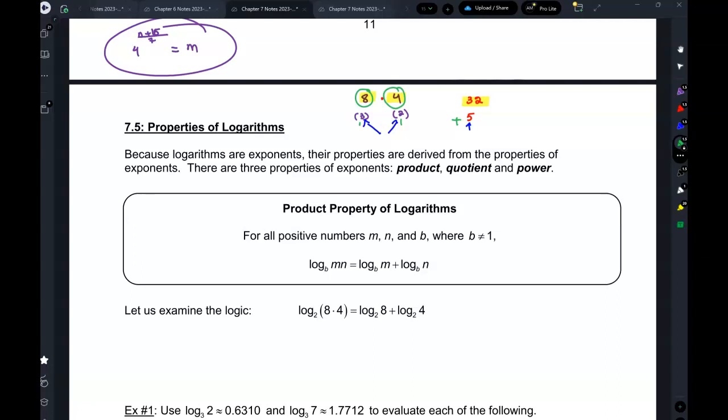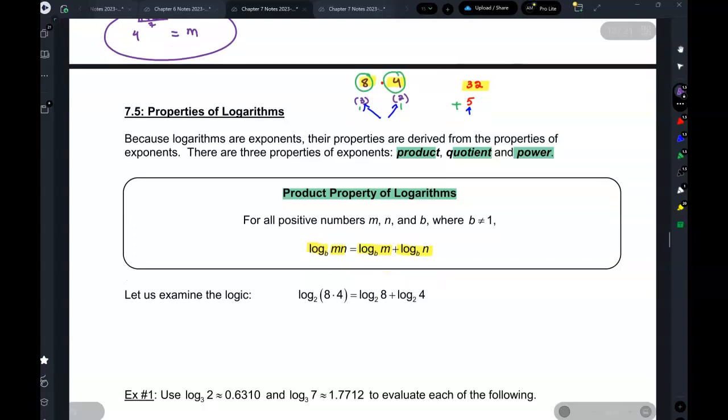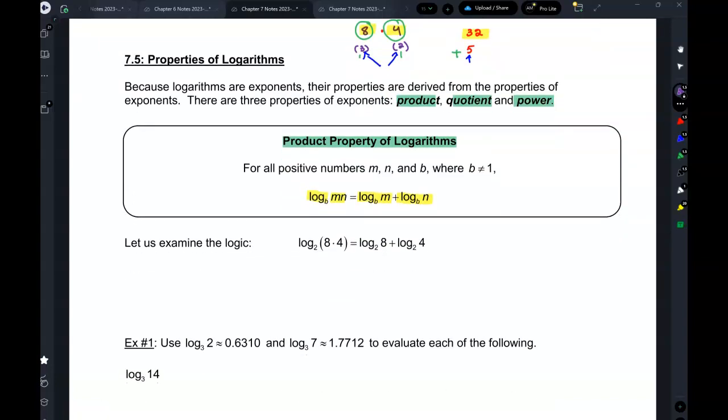This is very, very important because this concept introduces us to the three properties of logarithms, which are the product, the quotient, and the power properties. We're going to start with the product property, which is exactly what we just did. The product property says: log base b of a product mn is equal to log m plus log n. If a logarithm is an exponent, then the exponent of the product is the sum of the exponents of the individual parts. We have to remember this.